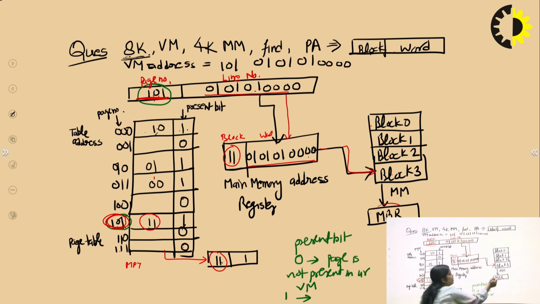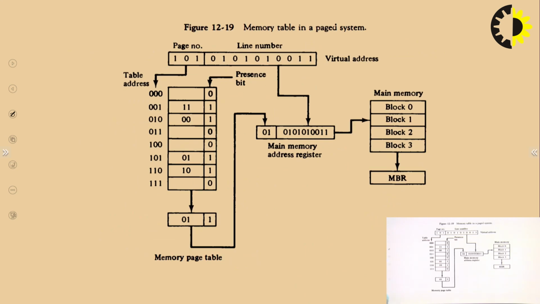This is going to the MBR or memory buffer register. 0 and 1 mean what? 1 means that particular page is present in the main memory, and 0 means that particular page is not present in the main memory. Now, this is the complete memory table in the page system.